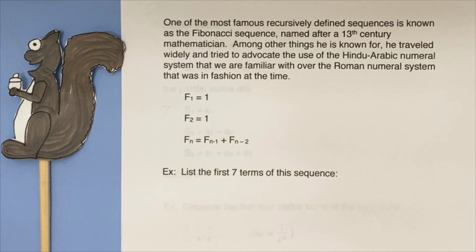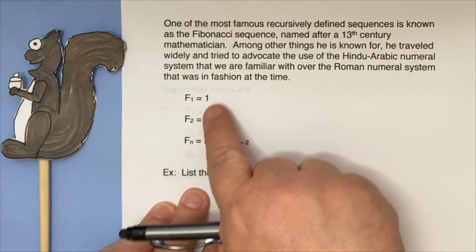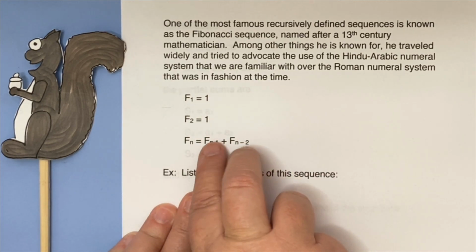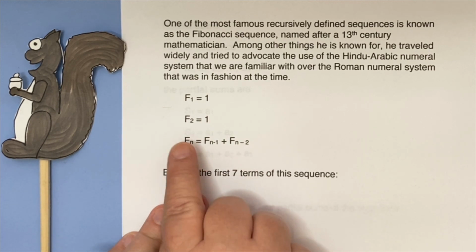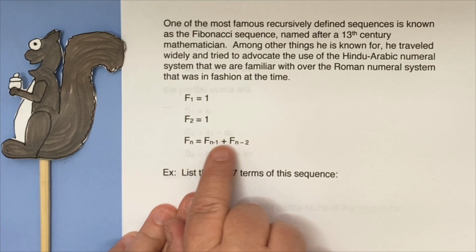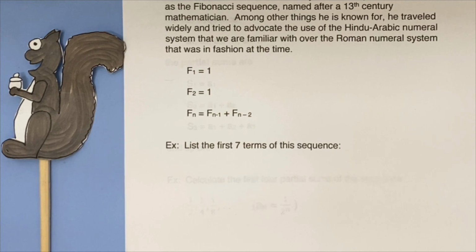His sequence is one of the things that folks who aren't mathematicians know. It's one of the fun facts of mathematics. And the Fibonacci sequence is recursively defined. The interesting thing is it doesn't just rely on the previous term, but it relies on the 2 previous terms. You see, f sub n equals f sub n minus 1 plus f sub n minus 2. So what does that mean?